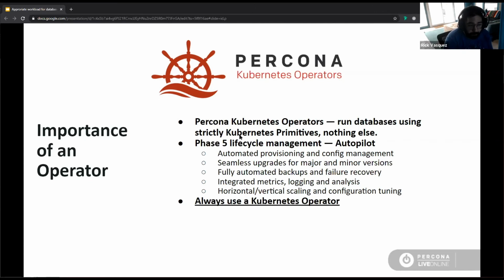So we are phase 5 in lifecycle management according to OpenShift's lifecycle management, which is autopilot. What does that mean? It means that we have automated provisioning and configuration management. We have seamless upgrades for both major and minor versions that you can control. We have fully automated backups and failure recovery from those backups. There's integrated metrics, observability, logging, and analysis that can be conducted with PMM that ships alongside every single one of our containers in the operator. And then there's horizontal and vertical scaling independently, as well as configuration tuning without needing to stop and start state entirely.